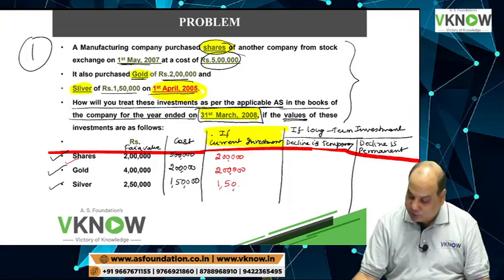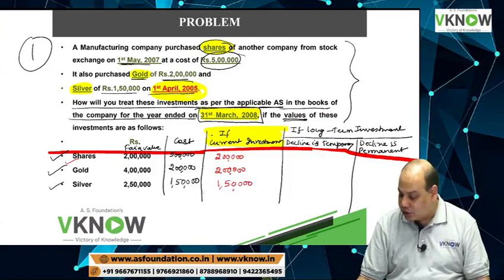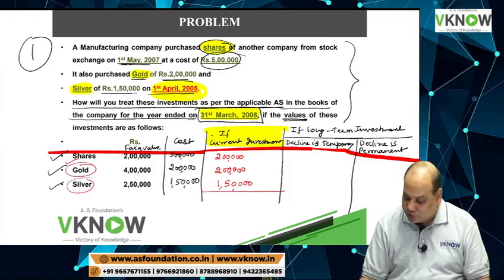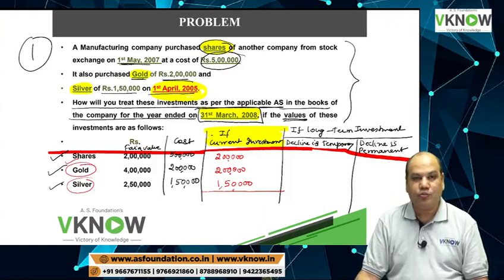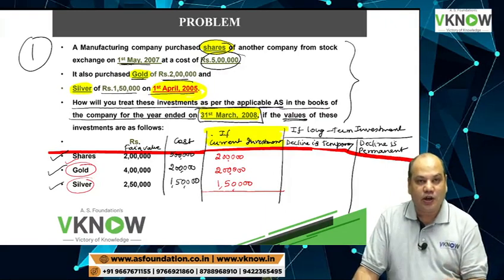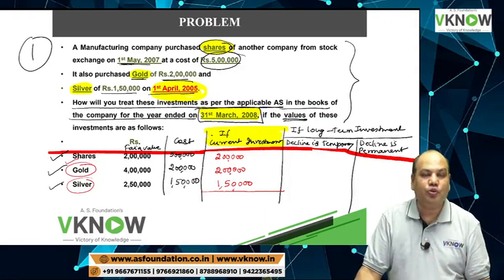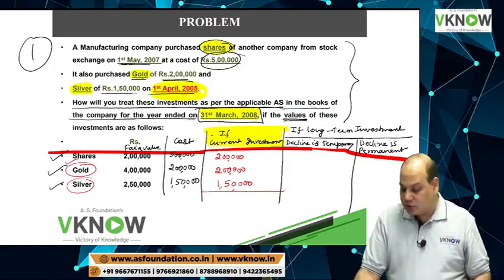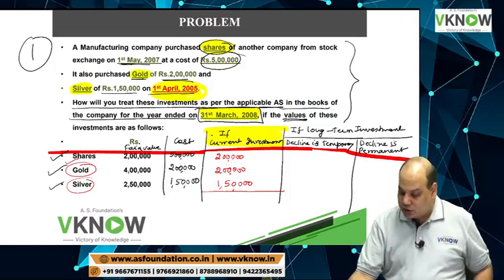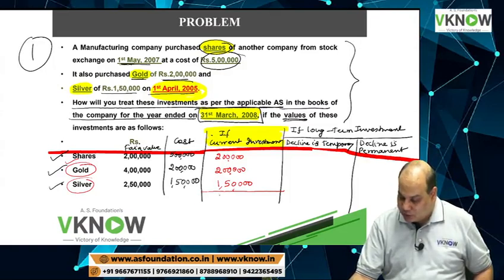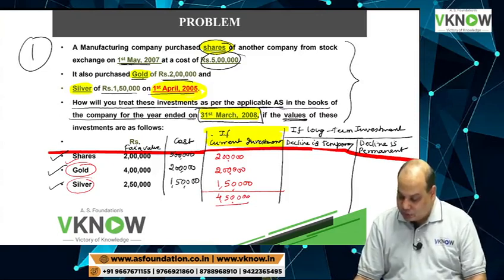1,50,000. Please listen to me carefully, I am explaining everything. You can treat gold and silver as current also, because they are readily realizable and the intention may not be to hold for more than 12 months. So the answer is, if it is current investment, then 4,50,000.